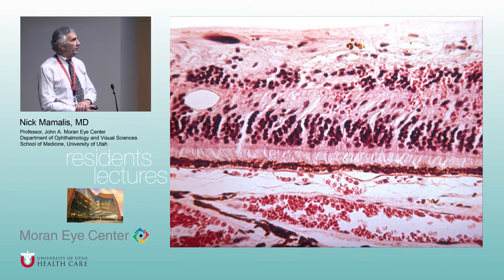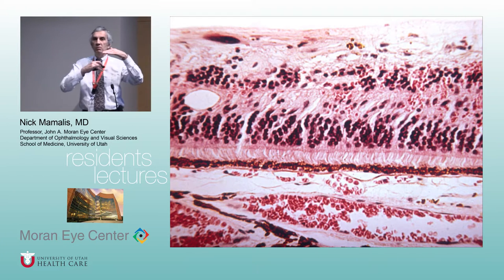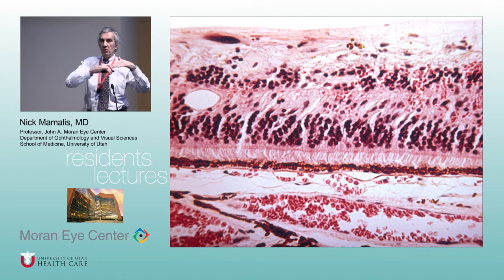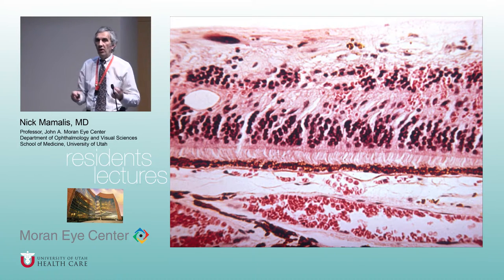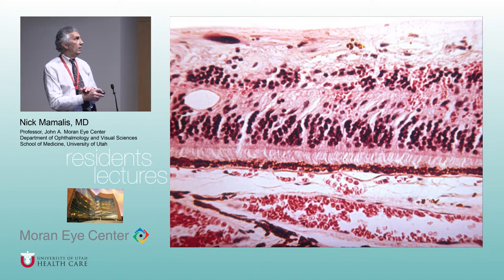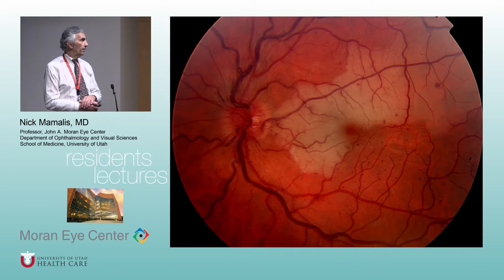And you can get damage mostly to the innermost layers of the retina, because remember, the inner two-thirds of the retina gets its blood from the central retinal artery. The outer third gets its blood supply from the choroid. So when you look at a damaged retina from a central vein occlusion, the outer third is still normal, still functional. All right, what are we seeing right here, Chris?